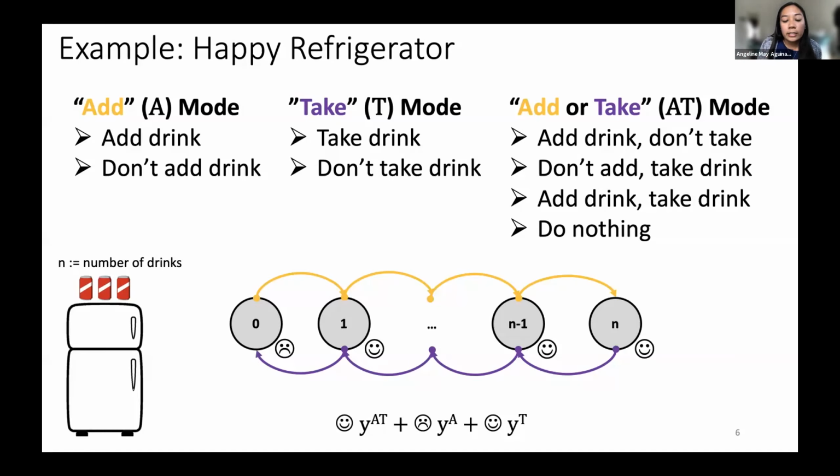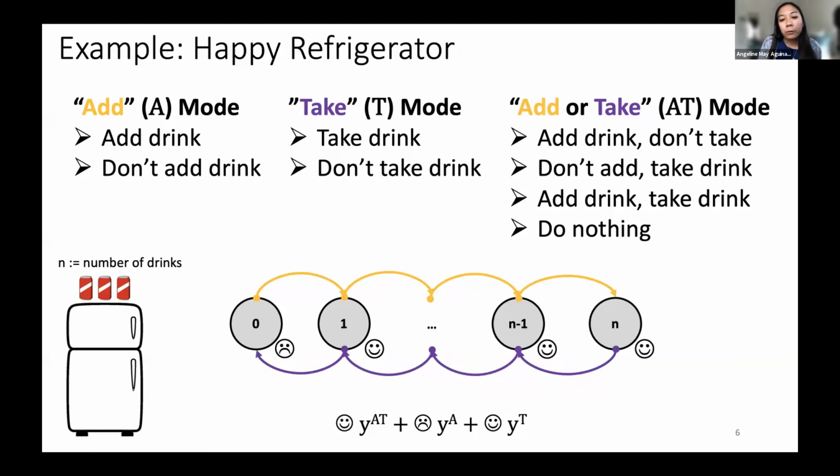And so the other benefit of the polynomial functor is that we can apply labels to each of the terms. Suppose we're in this state of our happy refrigerator where we don't have any drinks and we can't take anything. We can label that particular mode as being sad. So you can see the sad face here. And then all other modes in which we can take drinks, we can consider them as happy, because we can have a drink from the refrigerator. And so we can represent this finite state machine as this polynomial functor, as you can see here.